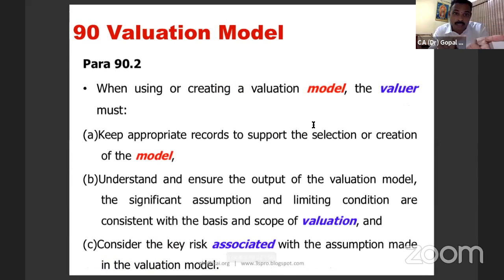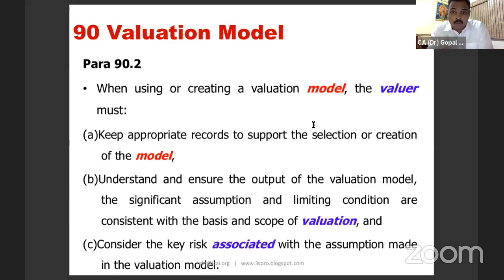And when using and creating a valuation model, the valuer must, please look at this, keep appropriate records to support the selection or creation of the model. Why did you do this? Why did you multiply? Why did you add? Why did you subtract? Why did you take this cost of capital? Why did you take the discount rate? You need records. You need evidence. This is a prescription of the standard.